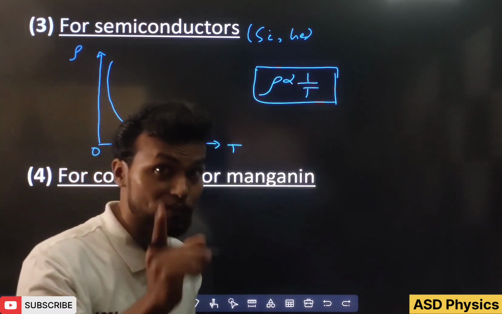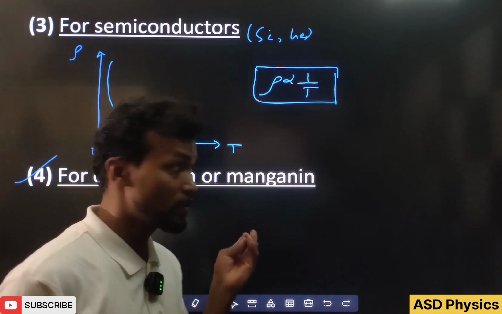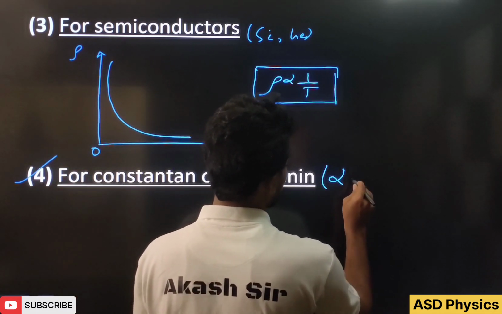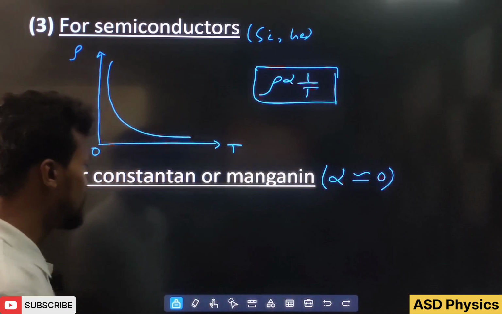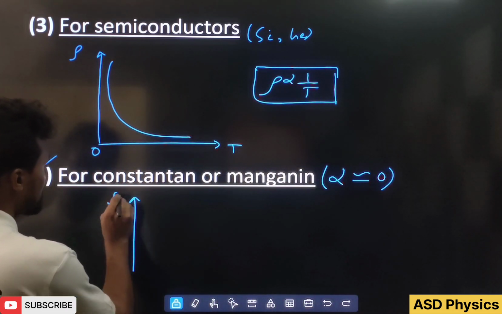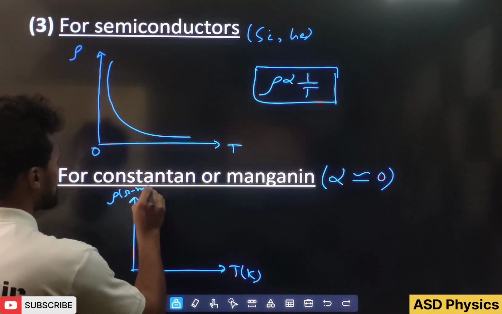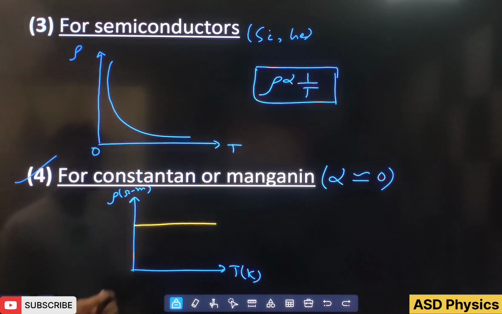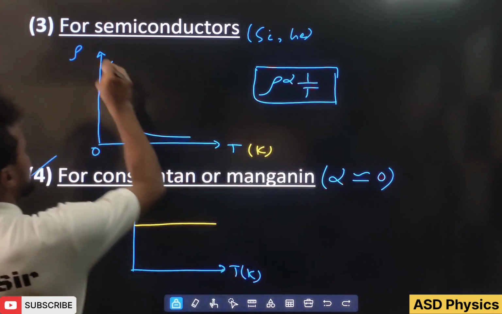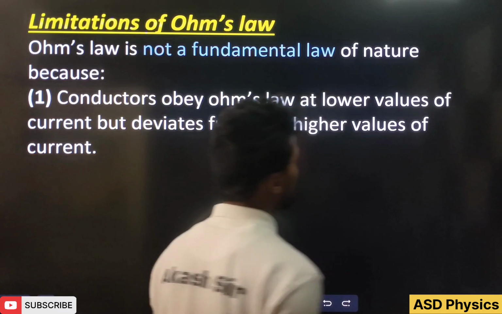Which shape? Rectangular hyperbola. Next, students, for constantan or manganin. This is also an alloy, very important, used in potentiometer wire, meter bridge and so on. The temperature coefficient of resistance alpha will be nearly 0. That means its resistivity and temperature graph will be nearly independent of the temperature. So remember, students, all these kinds of graphs for semiconductors and constantan or manganin, a very important alloy where alpha is nearly 0.